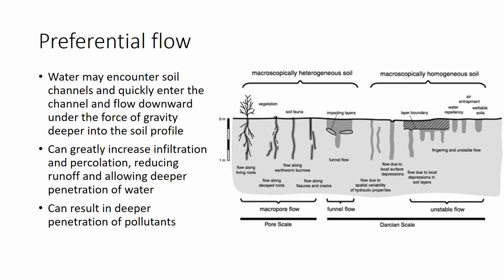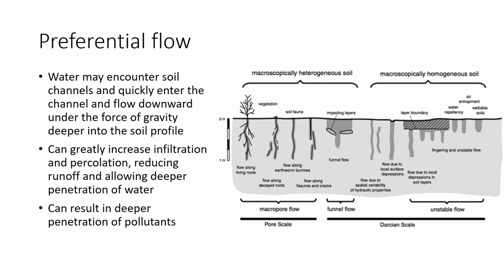Besides saturated and unsaturated flow, water can move through the soil by preferential flow. Under saturated soil conditions, as occurs during heavy rains, water may encounter biopores or other soil channels and quickly enter the channel and flow downward under the force of gravity deeper into the soil profile. Water enters channels under two conditions. If the channel opens to the surface where water is ponding, as in a heavy rain, water simply flows in.